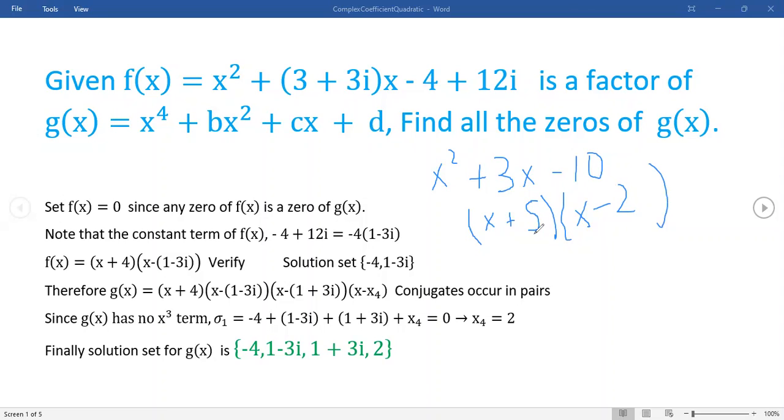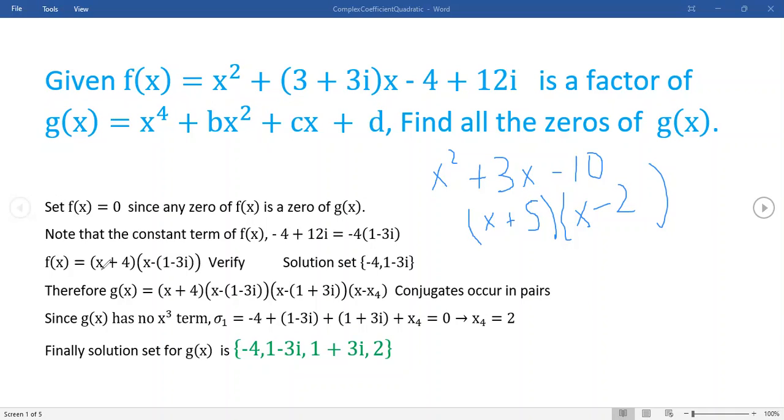That's not something you stop and think about too much. You just get the answer and move on to the next problem. But in much the same way, minus 4 and 1 minus 3i are divisors of this constant term. Complex numbers have a lot of the same properties. So anyway, that's how we get this. X plus 4 is one of the factors, and x minus 1 minus 3i is the other factor.